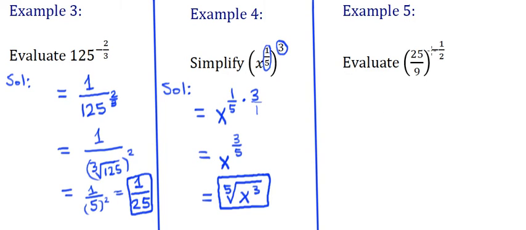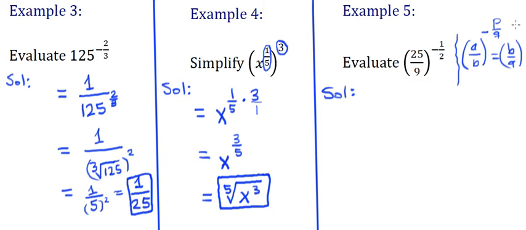Let's take a look at another example here. Evaluate 25 over 9, all that raised to negative 1 over 2. Solution here. Remember, when you deal with a base that is a fraction, raised to a negative exponent, we have this nice rule. a over b raised to negative n is equal to b over a. We flip the fraction, right? And then this becomes now positive, b over a raised to n.